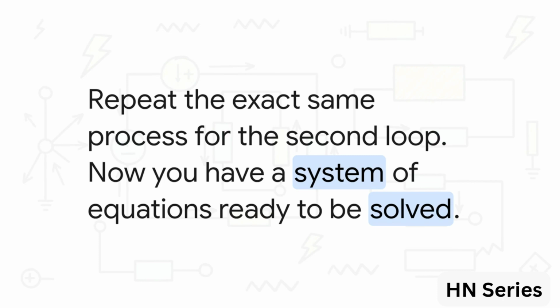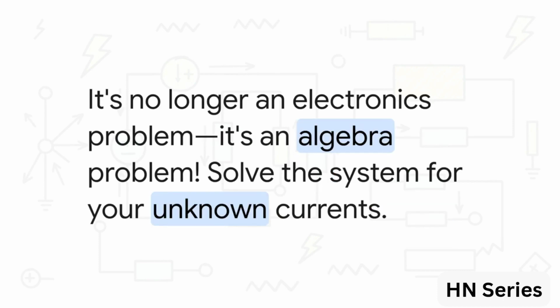It's just a system. But wait, we still have too many unknown currents for the number of equations we have. That's where our first master key, the junction rule, comes back to save the day. We apply it to one of our junctions. Current in equals current out. And just like that, we have a complete set of equations.